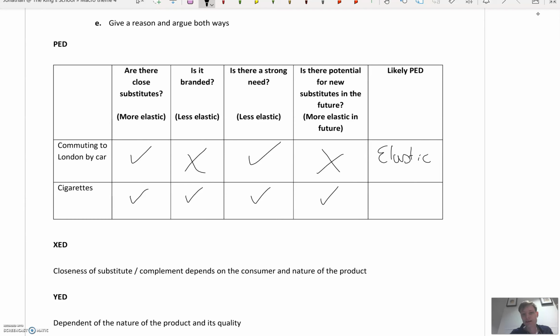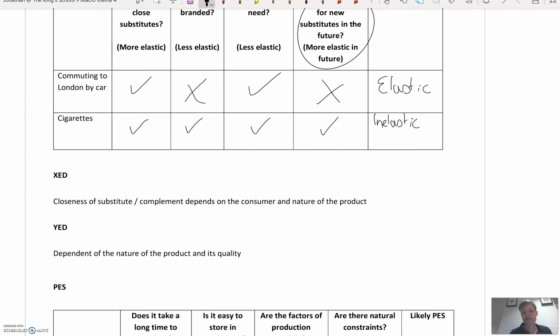Cigarettes are likely to be very inelastic for old people. For older people, they don't consider e-cigarettes to be close substitutes. They're very persuaded by the brand. They have a very strong need because they have the habit. And so for them, it's likely to be inelastic. However, over time, the potential for the new substitutes has already happened, actually. And right now, cigarettes are becoming more elastic. So that's something to argue about.